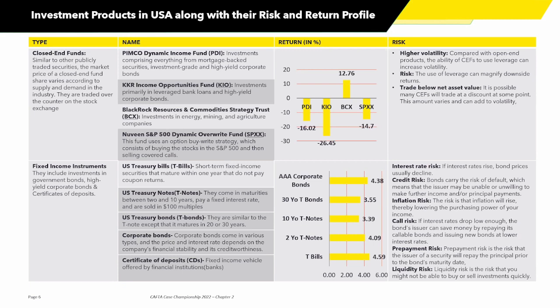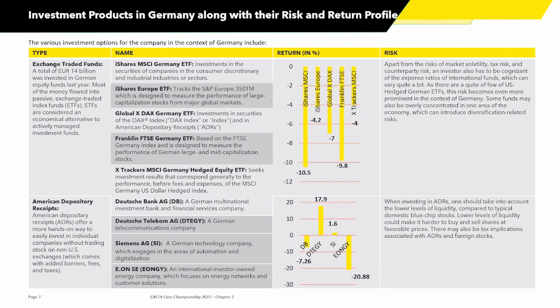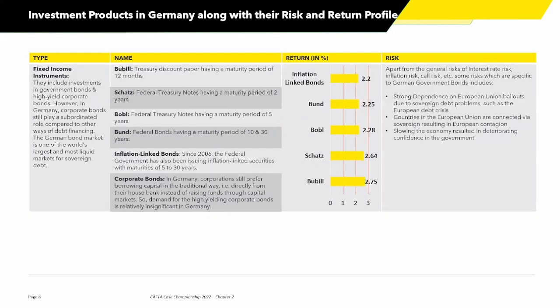And now coming on to the investment products in the Germany region, along with their risk and return profile, the major investment products we saw were exchange traded funds and the American depository receipts, both were quite volatile, having negative returns, but the fixed income instruments were having relatively stable interest, close to 2%.